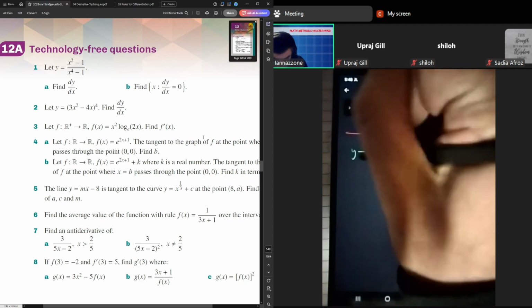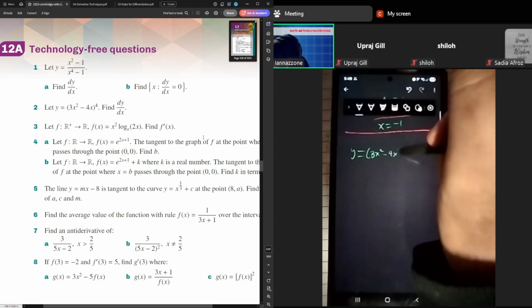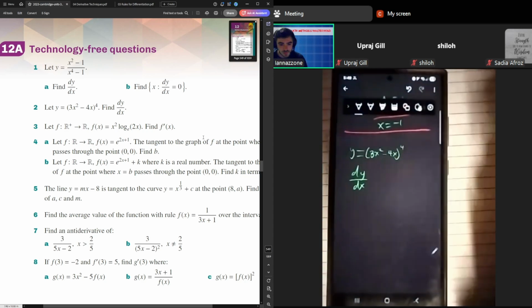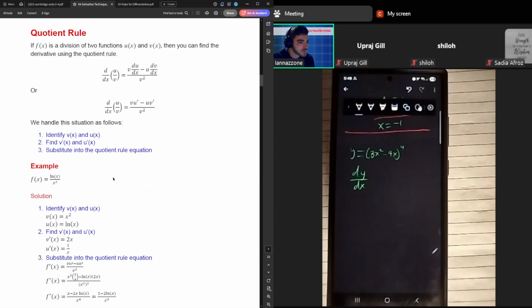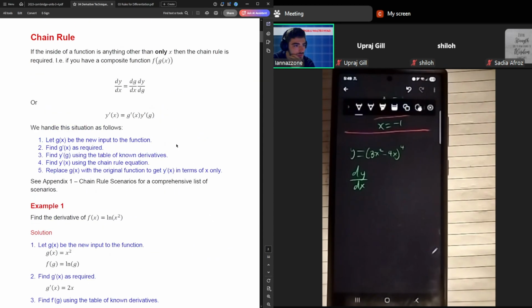So question 2 is y equals (3x squared minus 4x) all to the power of 4, and we want to find dy on dx. So again, the first question you want to ask yourself is: is this a chain rule, product rule, or quotient rule scenario? Yeah, that's the question. Which one would we use? Chain rule. Yeah, correct, Pierre. So we've got chain rule.